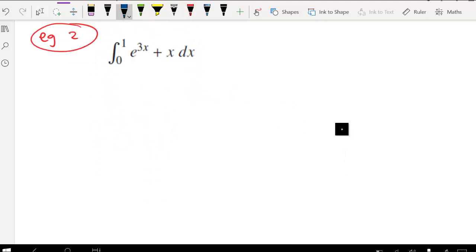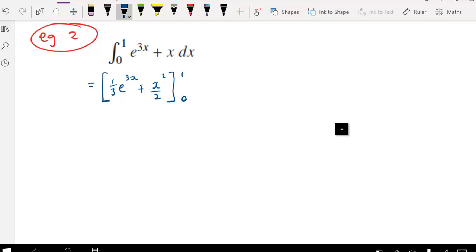Okay, so in our second example, we're looking at the integral between 1 and 0 of the sum of an exponential function and a linear function. So we have the integral first. The integral of e to the power of 3x will be 1/3 e to the power of 3x. And integral of x will be x squared on 2. And that will be between 1 and 0.